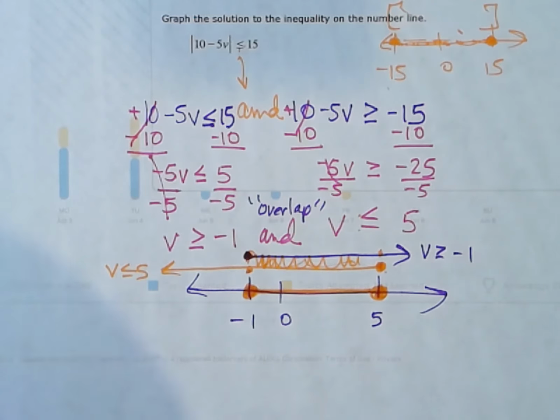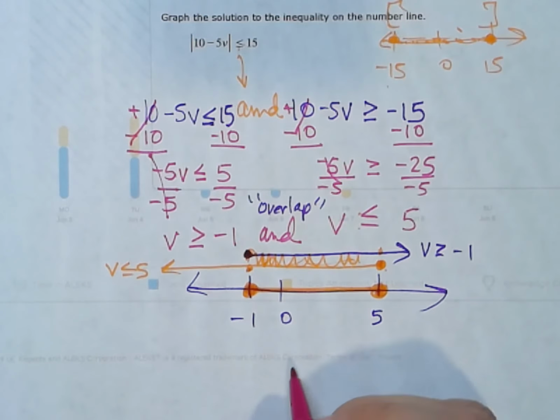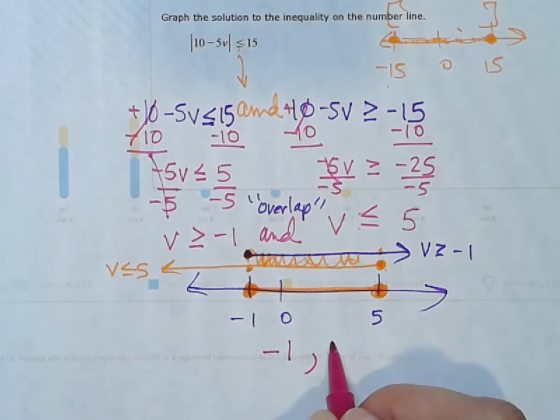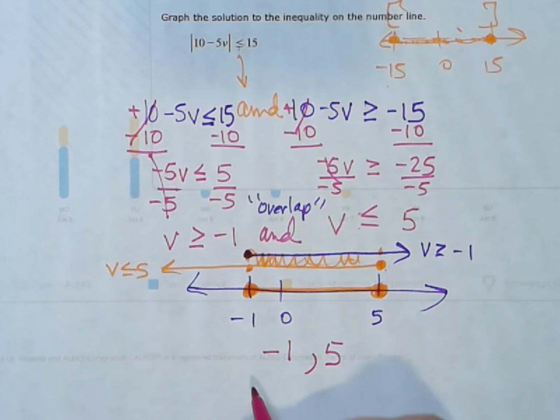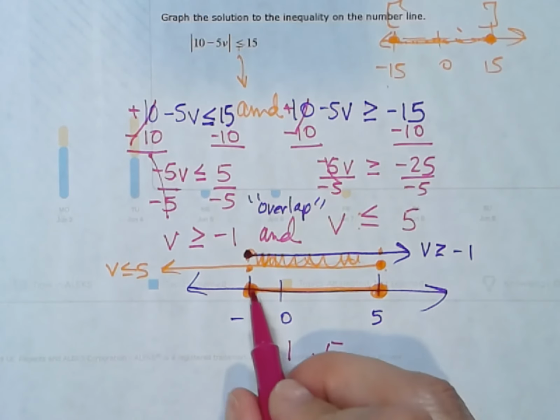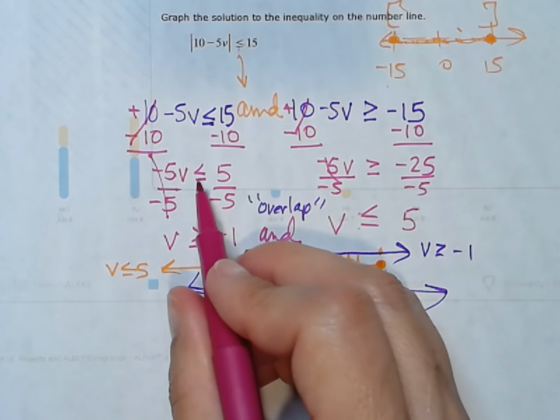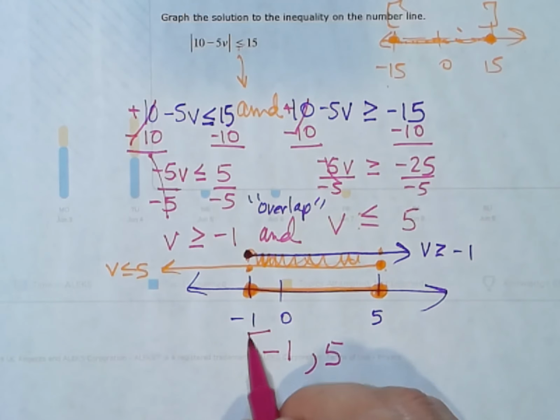Okay, so now my next step is to write my interval notation. Remember, I put a comma and I put the smallest value first, the largest value second. So the smallest value is negative 1, the largest value is 5. We didn't have infinities on this one because it didn't keep going, okay? So now at negative 1, it's a closed circle. It had that equal to, so you should use a bracket on both sides.